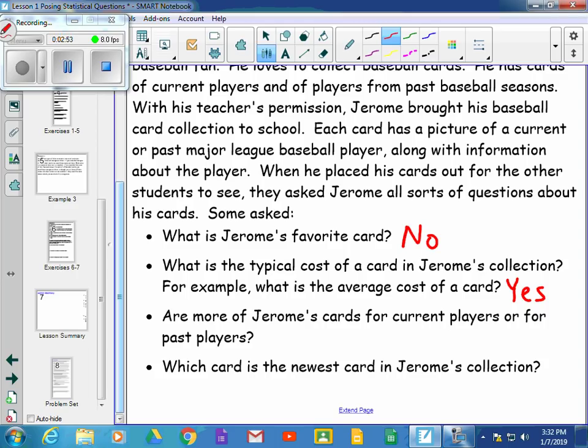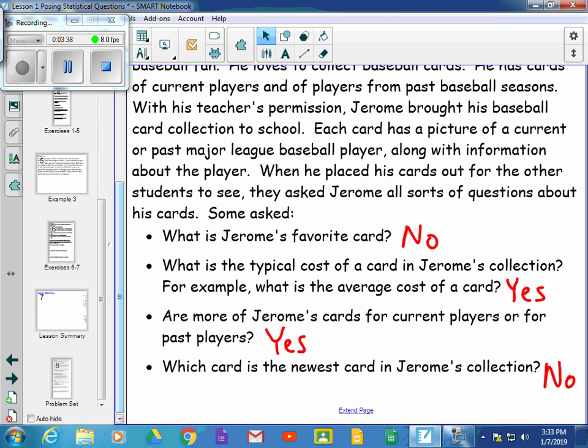The third question, are more of Jerome's cards for current players or for past players? That would be a statistical question as well. We would expect a lot of different answers to that question. And then finally, which card is the newest card in Jerome's collection? There's only going to be one new card in his collection. That means we don't have a lot of different answers. So that would not be a statistical question. Always ask yourself, is it a statistical question? Does it have a lot of different answers, a lot of variation in answers?